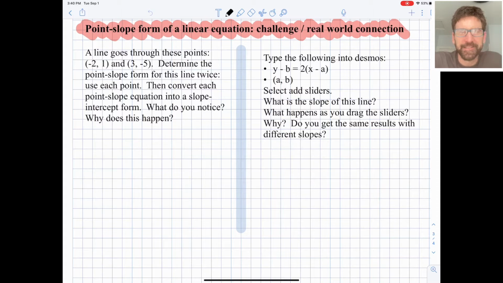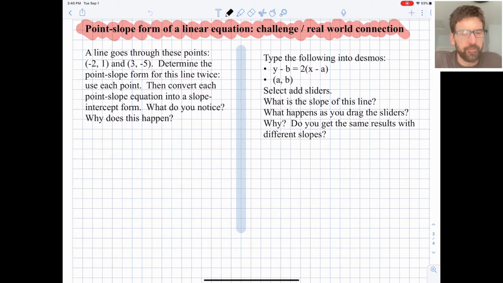All right, this is a video on point-slope form of a linear equation, and in this video I have a challenge and a real-world connection problem for you. I encourage you to pause this video, try these on your own, and then check back in and see how you did. So first one on the left, a line goes through those couple points, (-2, 1) and (3, -5).